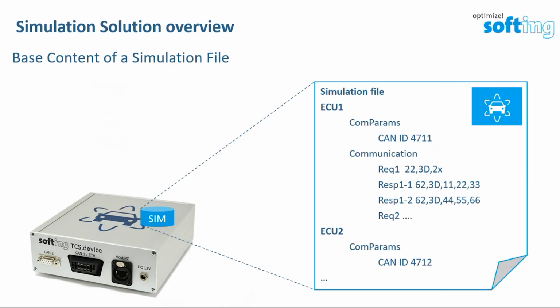So the base content of a simulation file, how does it look like? You can see it right here with the simulation file. This is just an example of how it could look like.